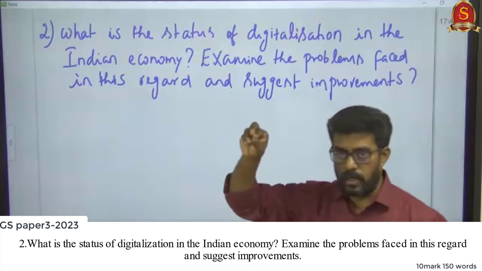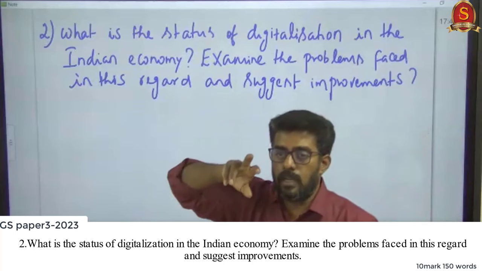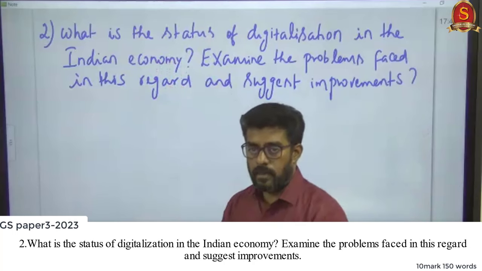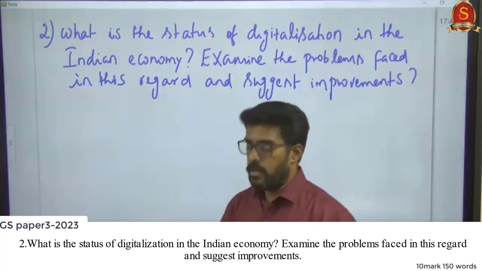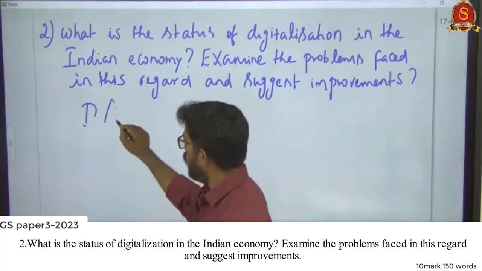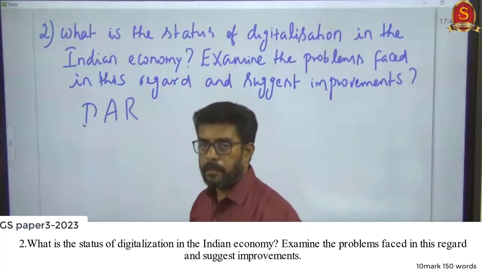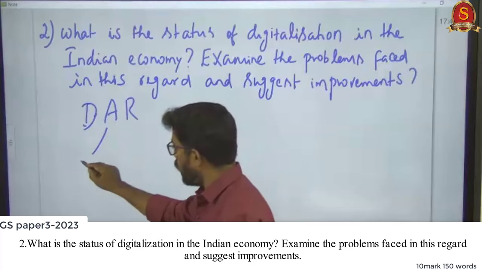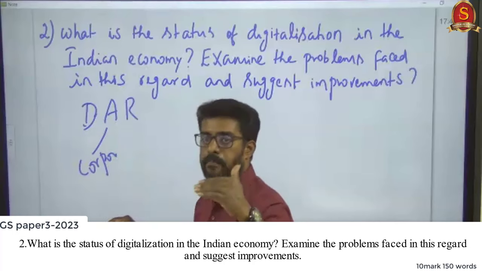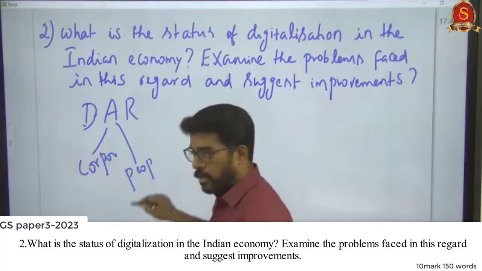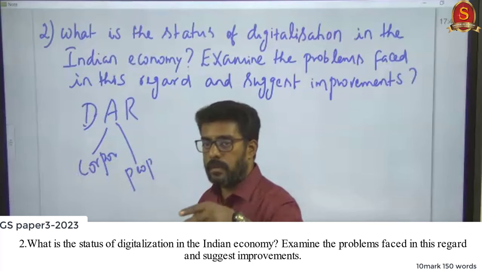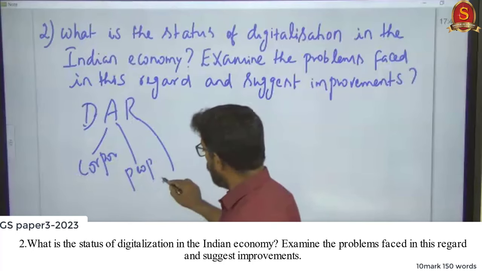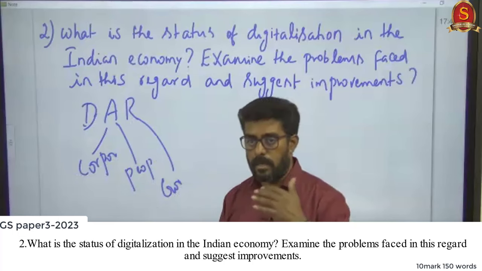Then you can give a small introduction, because examining the problems is the second part. We have a kind of report, for example, at the global level, called the Digital Adoption Index, which tells about the status of digitalization. It is released by the World Bank. Under the digital adoption report, they measure the status of digitalization among companies and corporates, how they have implemented digital technology. Then among the people, how they are using the technology, whether they have access and the utility or usage of services. And then they consider the status of digitalization in the government, in the e-governance process, how the government is reaching the people.